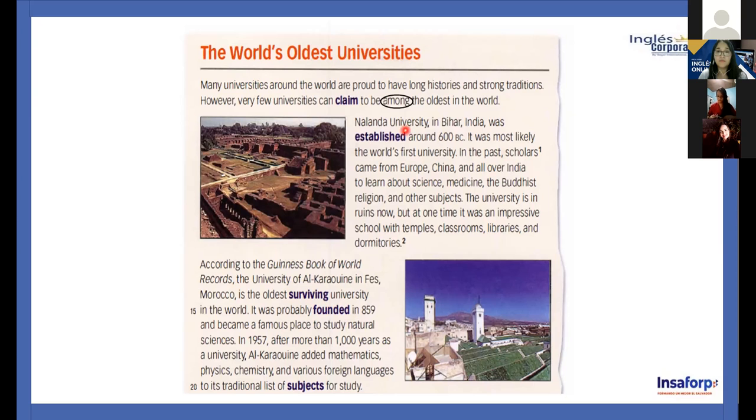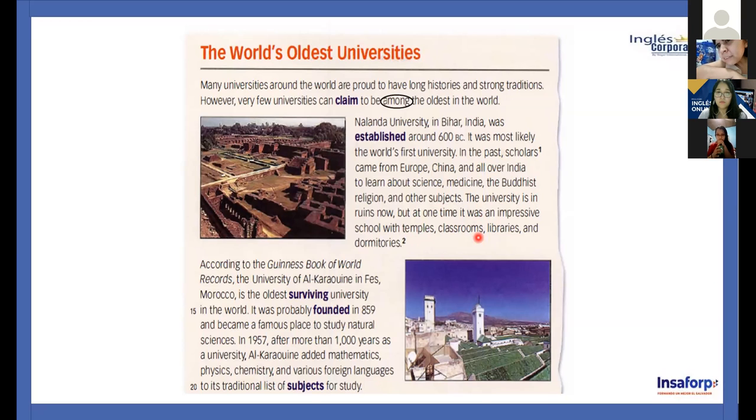Nalanda University in Bihar, India, was established around 600 BC. It was most likely the world's first university. In the past scholars came from Europe, China, and all over India to learn about science, medicine, the Buddhist religion, and other subjects. The university is in ruins now, but at one time it was an impressive school with temples, classrooms, libraries, and dormitories.